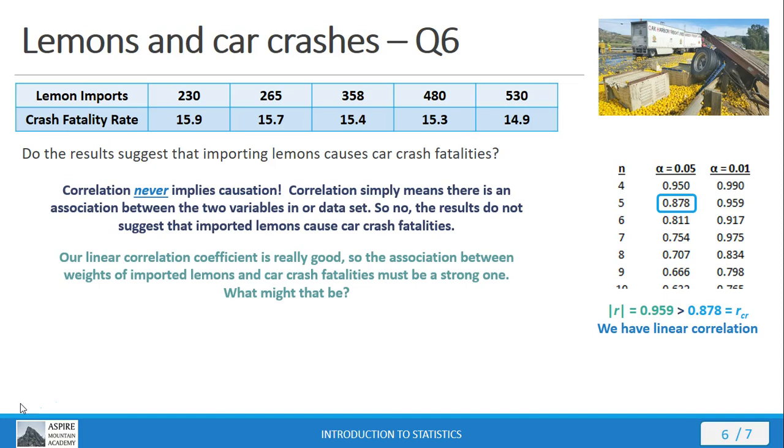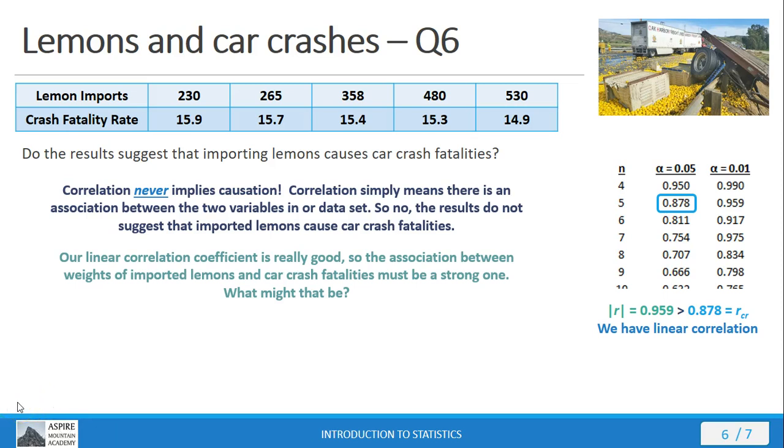If you want more time to think about this, feel free to stop the video. Otherwise, take a look at your data. Look what's going on. Okay, so as we go forward in time, lemon imports are coming up, but the crash fatality rate, so basically the number of people that die in car crashes, is going down. So what might connect the two together?